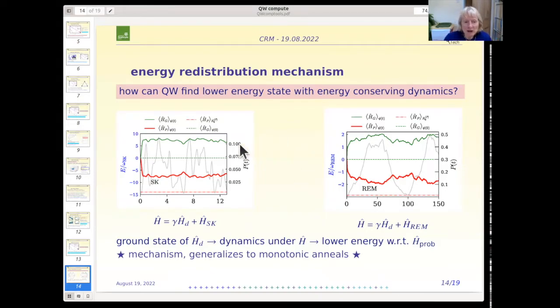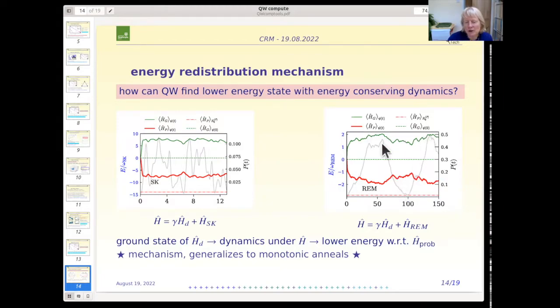So what these pictures show, there's a light gray here that is showing you the success probability. And it's showing you the average energy with respect to the driver Hamiltonian in green up here, and the average energy with respect to the problem Hamiltonian in red down here. And you can see you promptly end up with a lower expectation value for the energy very soon after starting to run the dynamics. This is the same thing for the random energy model, and you can see the probability going up and peaking and dropping again.